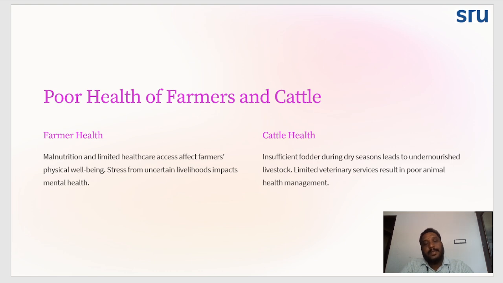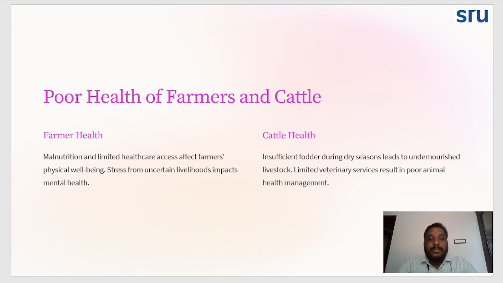As we know from the previous slide that the farmer is poor, and there are also climatic hazards like unequal rainfall, lower yields and soils. So this is not only affecting the crop but also the health of the farmers and the cattle. Malnutrition and limited healthcare access affect the farmers' physical well-being. The stress from uncertain livelihoods also impacts their mental health. This point we also discussed in the previous slides.